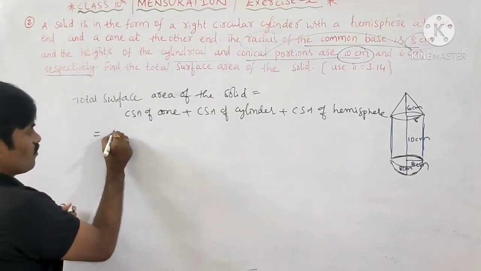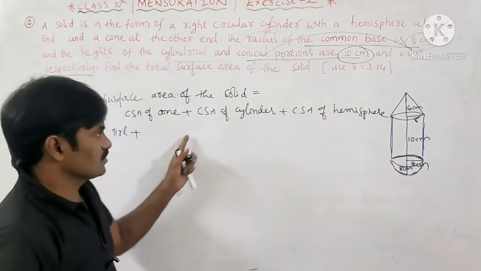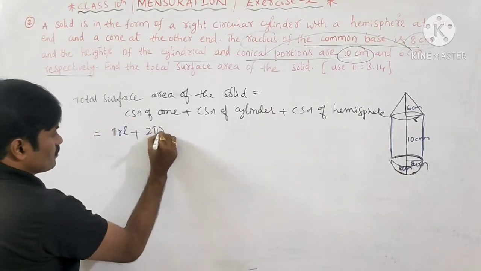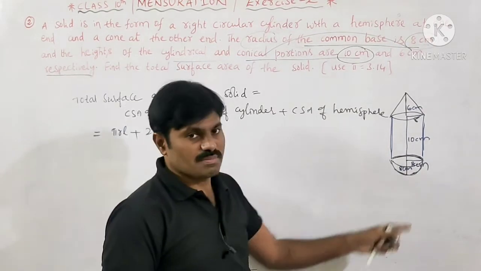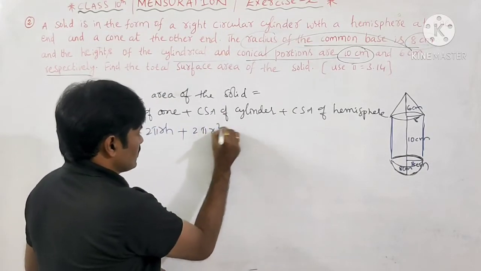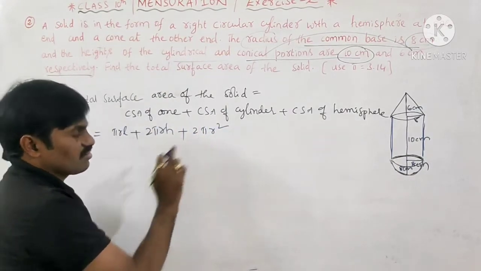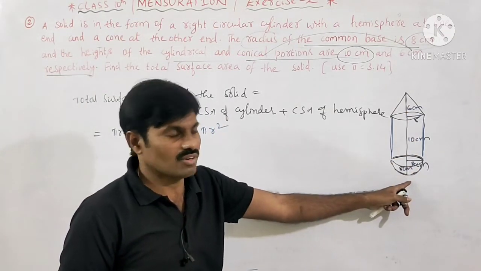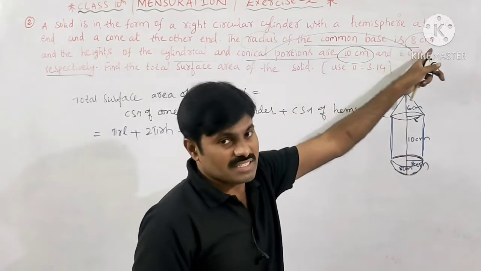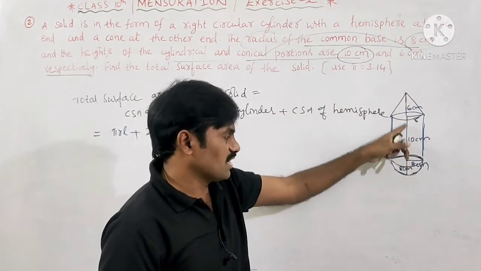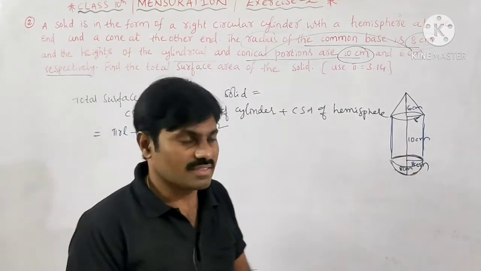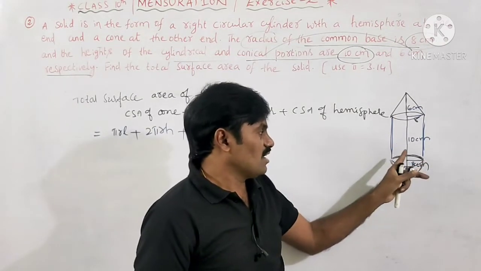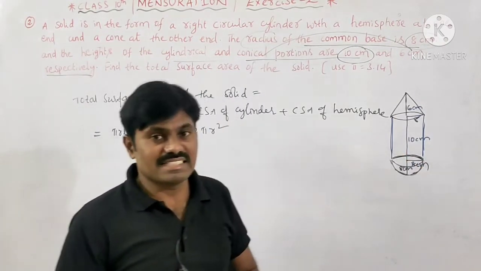Now the CSA of a cone formula is pi r L. CSA of a cylinder is 2 pi r h. CSA of a hemisphere is 2 pi r square. Here I have used r only for radius, because it is the common radius for all the solids. Because they are given a common base, the radius of the common base. These three solids have a common base, so I have used the same symbol. And only the height of the cylinder is h, 10 centimeters.